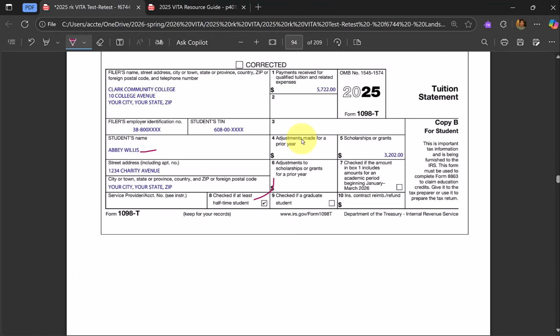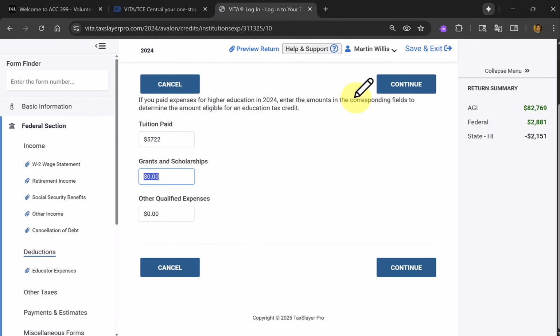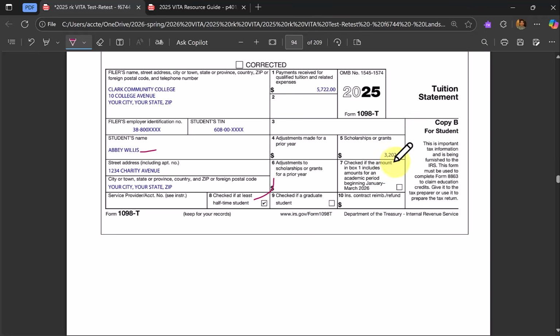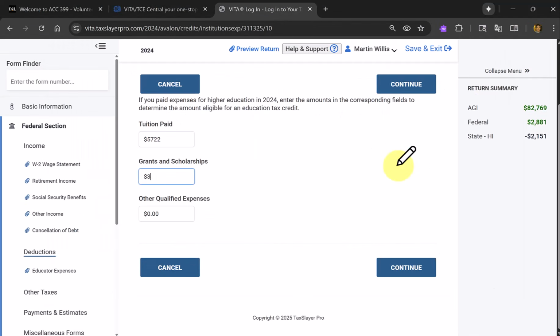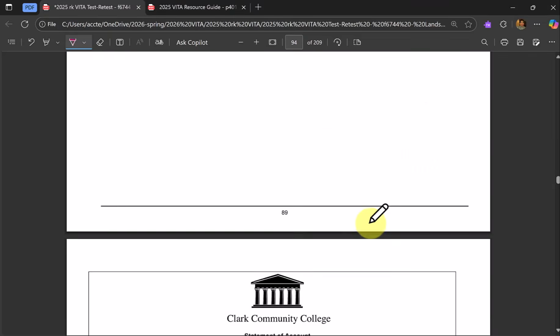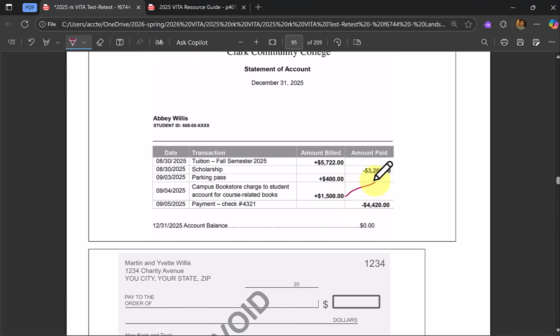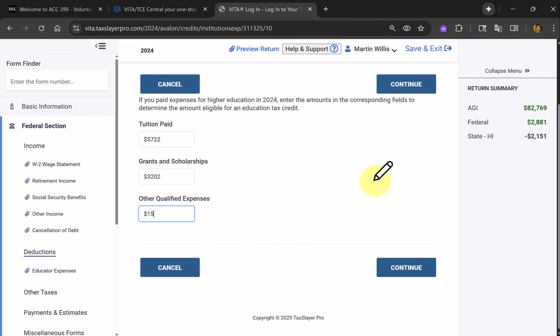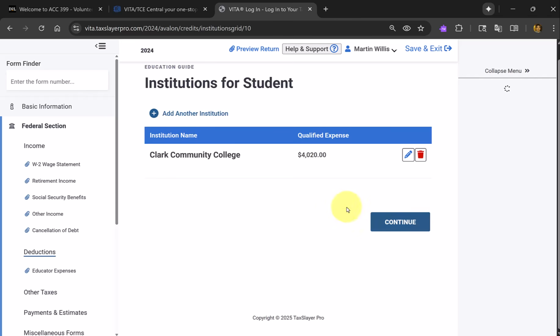So tuition, that's 5722. Scholarships, grants, 3202. And other qualifying costs. Again, this 15. And even though the total is 4,020, the computer should automatically limit it to, I believe, 4,000 and use that 4,000 in calculating a percentage of that as the credit.